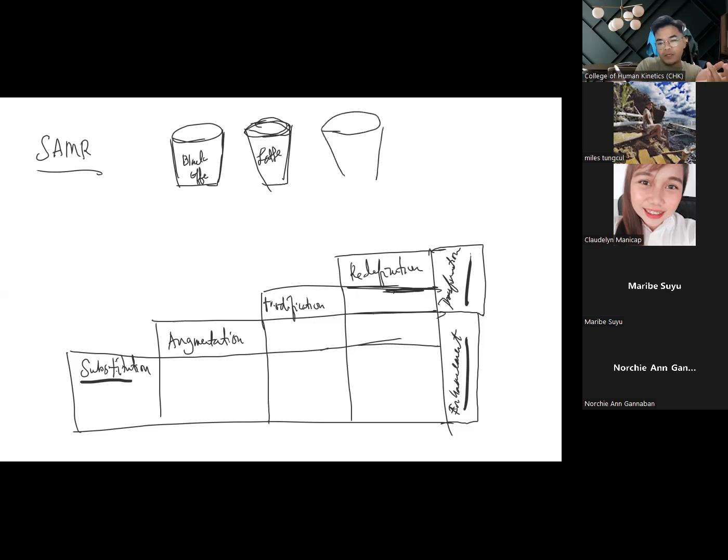Tapos, kunwari yung kape mo naging caramel macchiato. Ibang-iba na yan. Ibang-ibang lasa na yan. Higher level na yan. Tapos, kung yung kape mo, hindi na lasang kape, pero parang kape pa rin yung feeling. Halimbawa, ano ba maganda? Let's say orange coffee, halimbawa. Hypothetical lang to mga to ha.